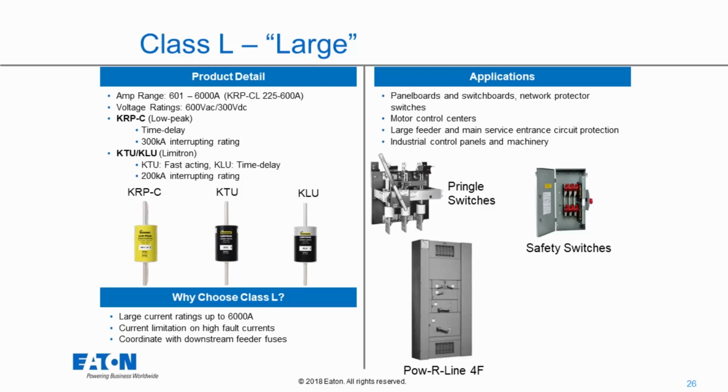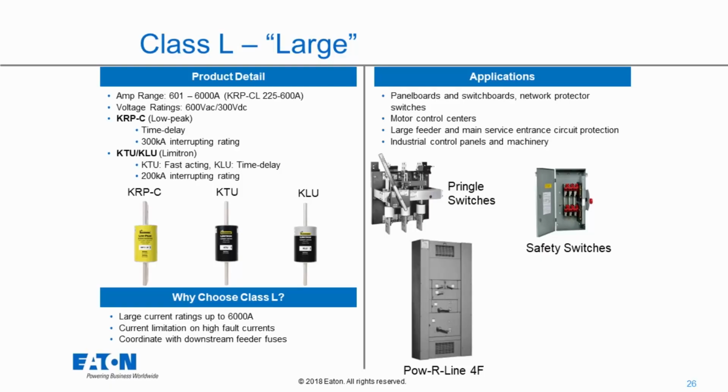So we're looking at our best in class, which is our KRPC series. This falls into our Low-Peak family of products as well, our yellow series. And then below that, we actually have our Limitron family. So we do have two other versions. One is our KTU, our fast-acting version of our Class L, and one is our KLU, our time delay version of our Class L.